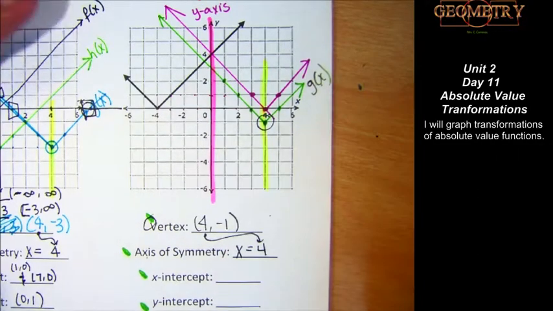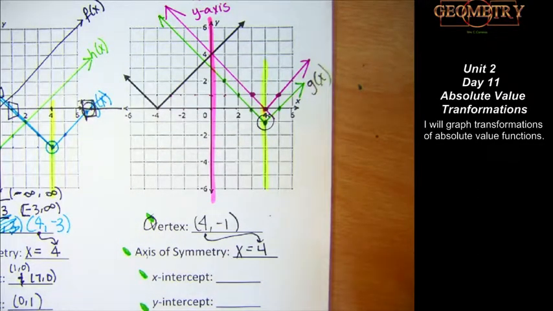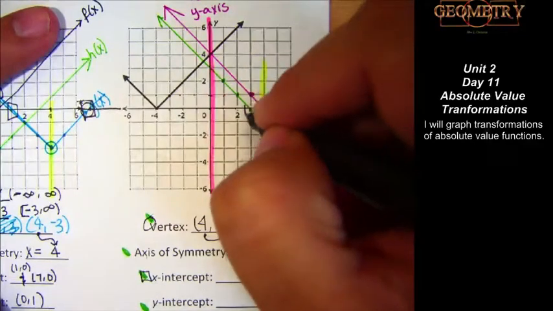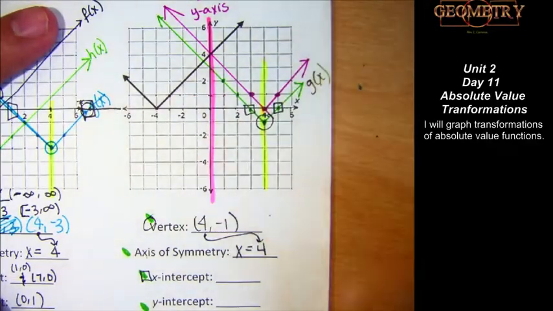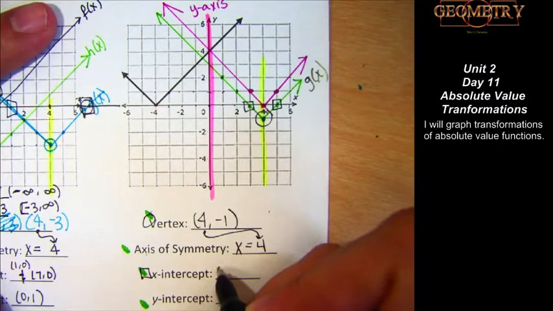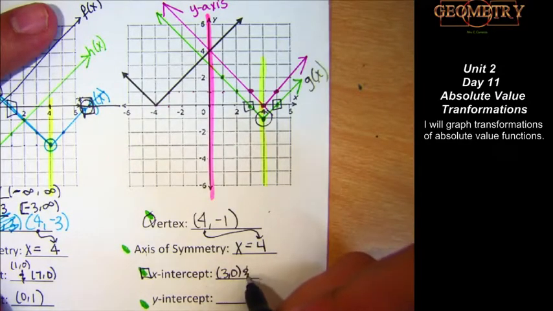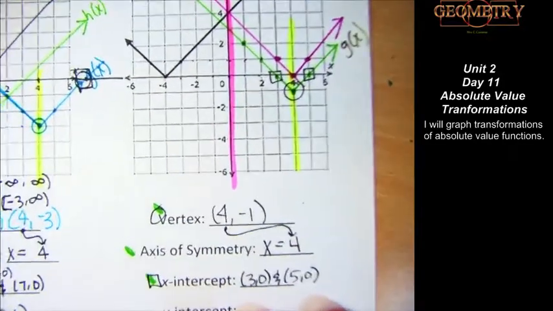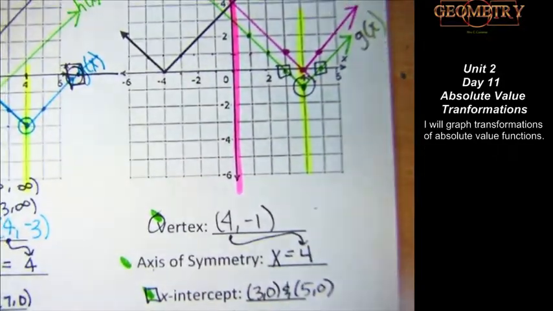Good. X equals 4. The x coordinate of your vertex. The x-intercept is where this graph touches the x-axis. I have 1 touch here and 1 touch here. Can I please have those 2 points? 3, 0, and 5, 0. Good. Thank you very much. When it touches in two locations, you must list out both.